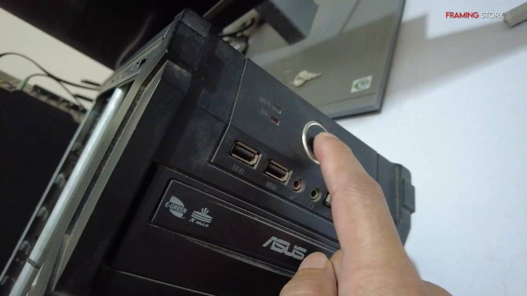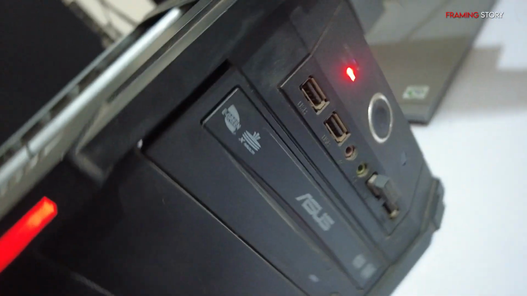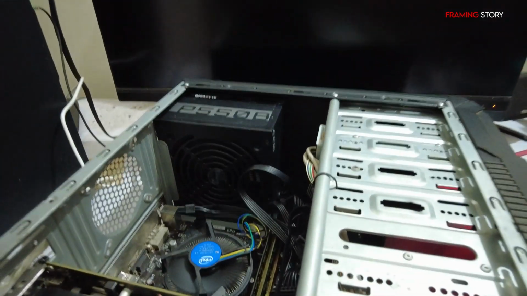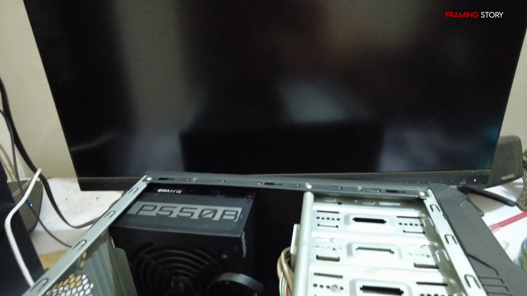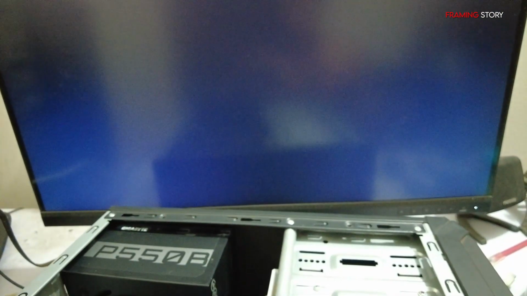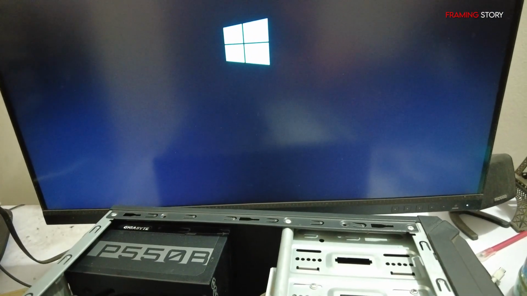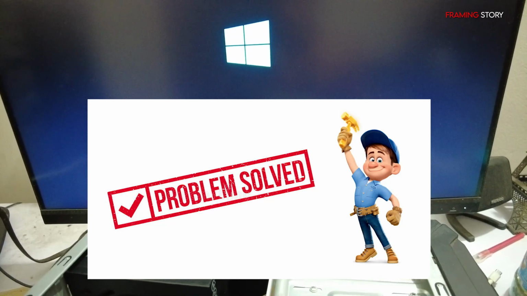So next we will turn on our CPU and wait. Let's see what happens. Finally, something positive is coming. Our Windows logo is appearing. So I think my problem is solved.